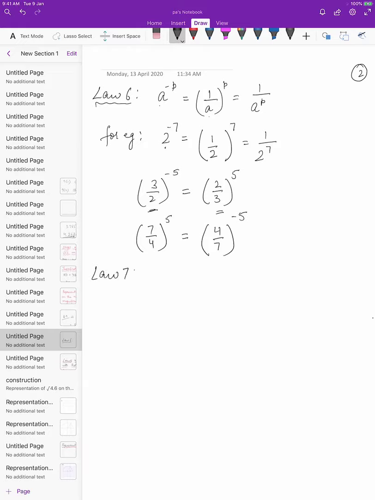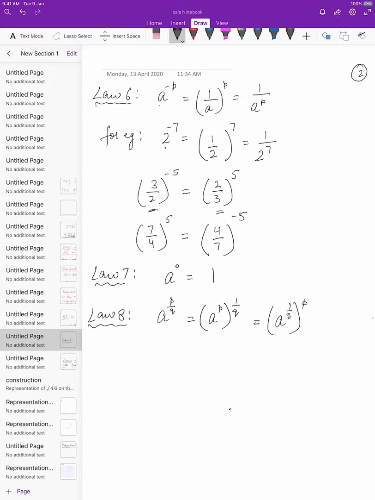Now law 7, which you are already familiar with, is that a raised to the power 0 is equal to 1. Any real base raised to the power 0 will always give you 1. Now we have law 8, which is very important. Suppose I say a raised to the power p by q. This is a rational exponent. Now this can be written in two different ways. One is a raised to the power p, raised to the power 1 by q, or I can write it as a raised to the power 1 by q, whole raised to the power p.